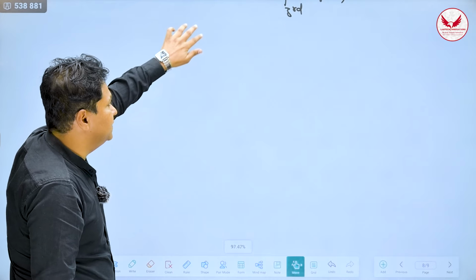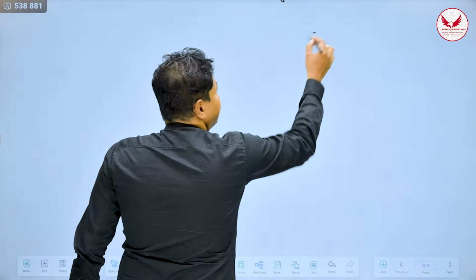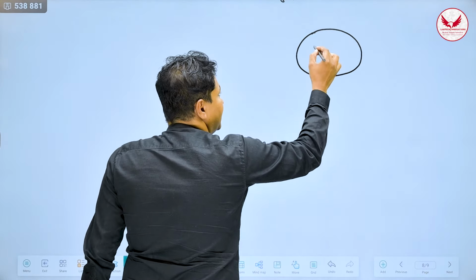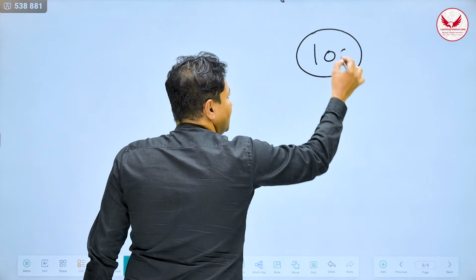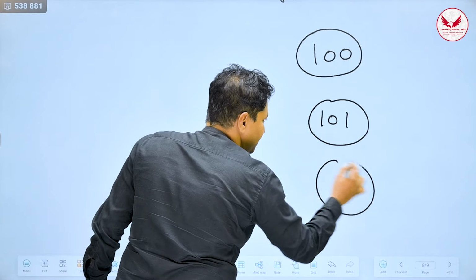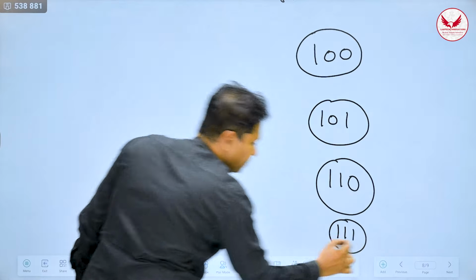So I already discussed that I will design states which have the third bit from the right side as a 1, that is 1, 0, 0. Next 1, 0, 1. Next will be 1, 1, 0, and the last one will be 1, 1, 1.